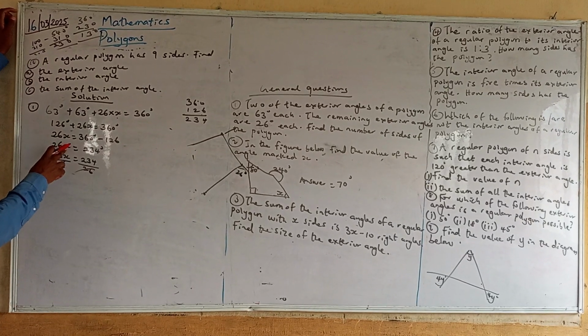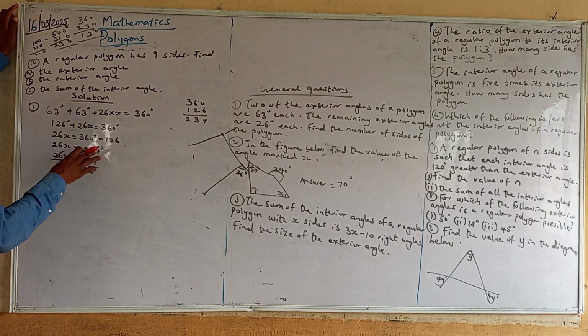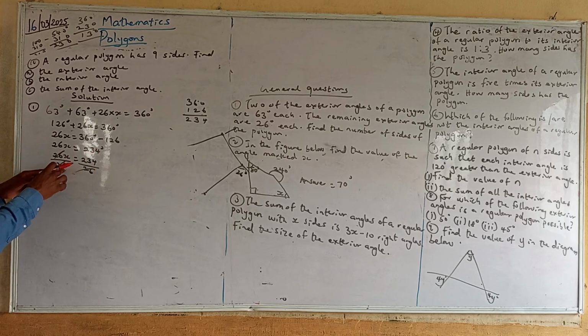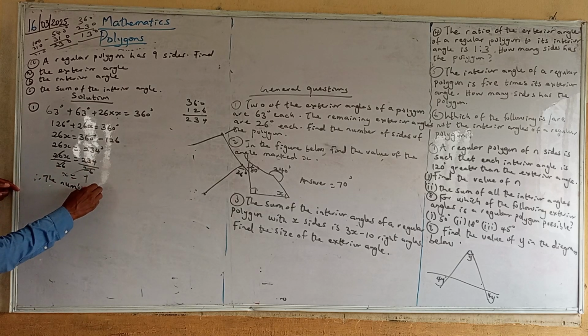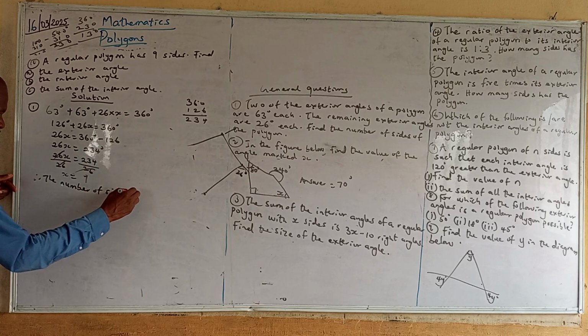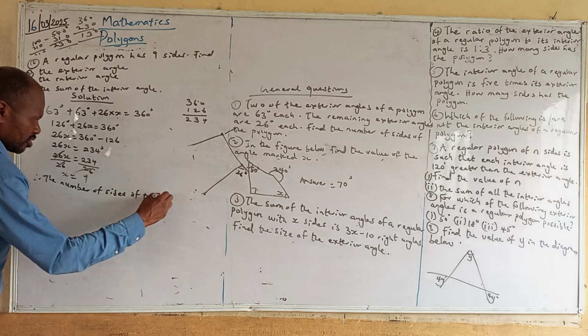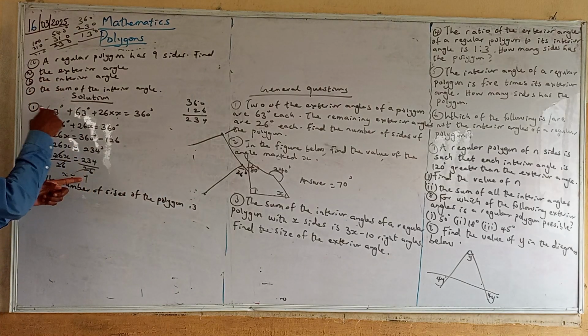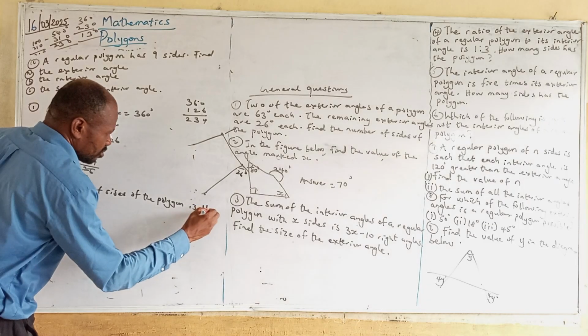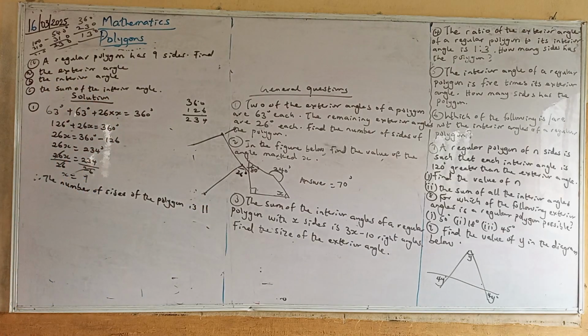I have 26S equals 334. If you divide both sides by 26, S equals 9. So therefore, the number of sides of the polygon is 9 plus 2, that's 11 sides. It's 11.